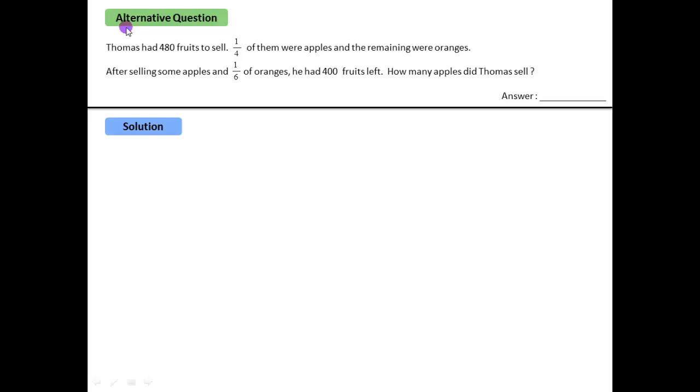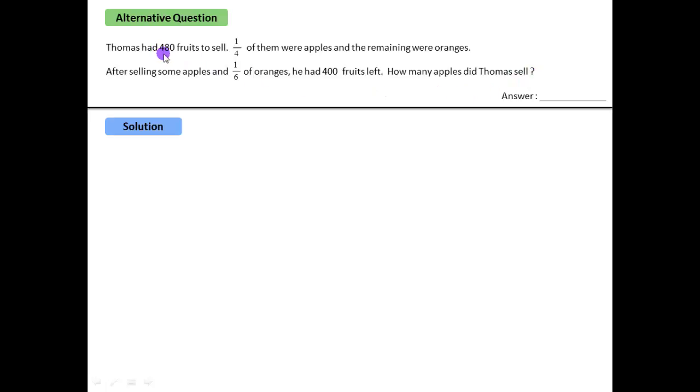Let's try solving this alternative question. Let's first read the question and then look at its key points before solving it. Thomas had 480 fruits to sell. 1/4 of them were apples and the remaining were oranges. After selling some apples and 1/6 of the oranges, he had 400 fruits left. How many apples did Thomas sell?